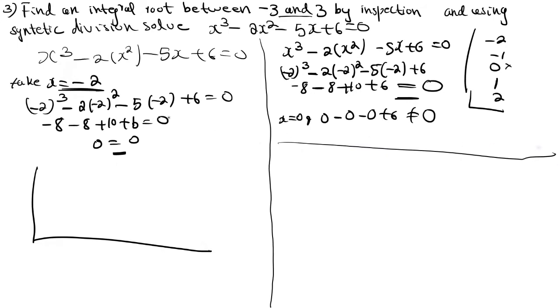Okay, in place of x cube, 1 is there. Then x square minus 2 is there. X minus 5 is there. 6 is there. Okay. So here take minus 2. First you have to write 0 only, same number you have to write 1. Then multiply. Minus 2 into 1 is minus 2.